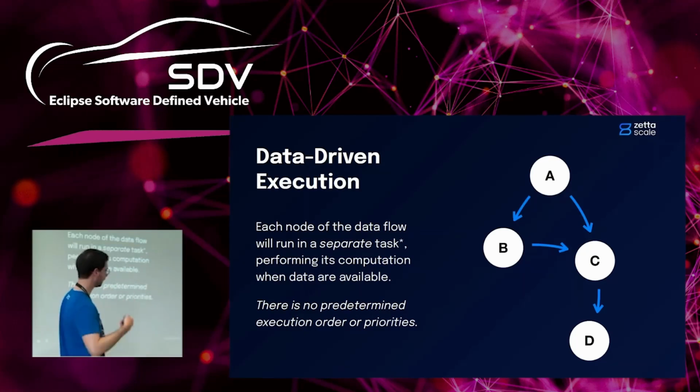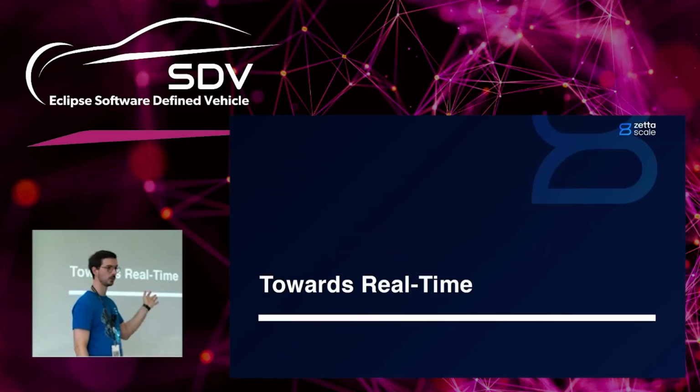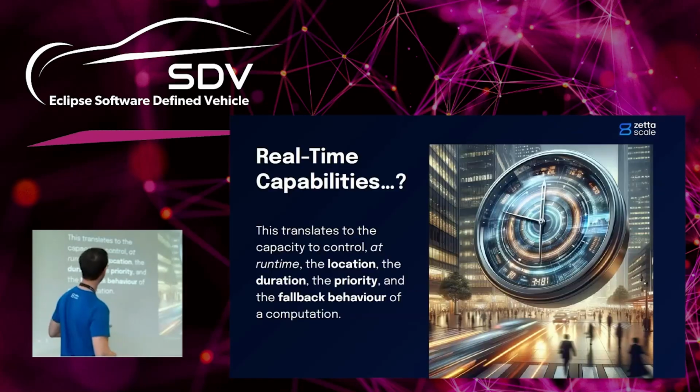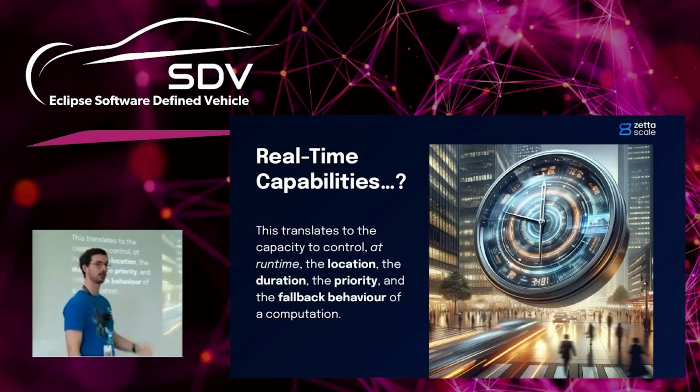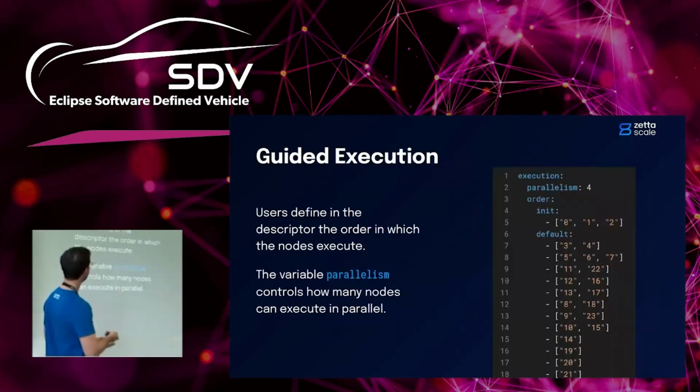So what we're doing, and this is the rest of my presentation, is how we're trying to go towards real time. First, what do we understand by real time? For us, it means that you have the capability at runtime, ideally, to decide the location, the duration, the priority, and even a fallback behavior for your different computations. So what do I mean?